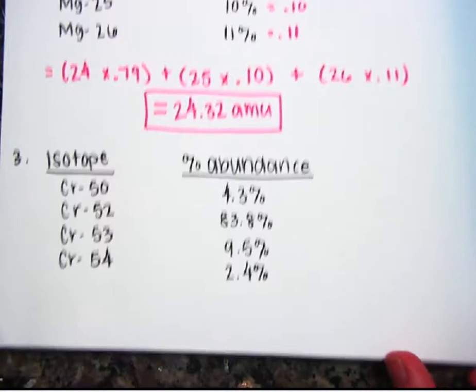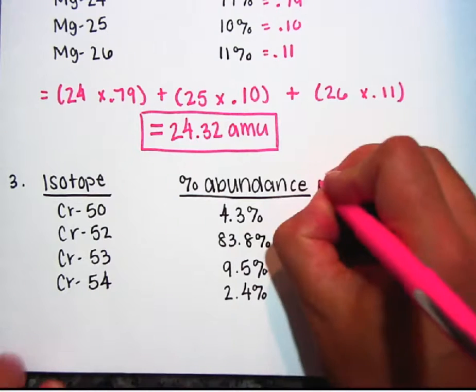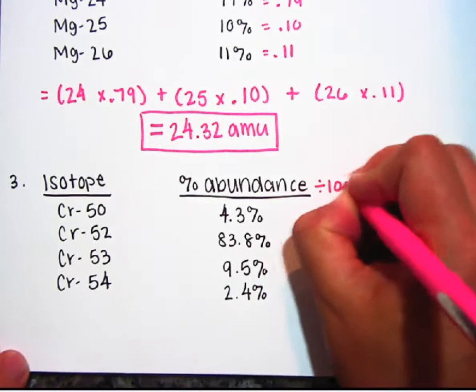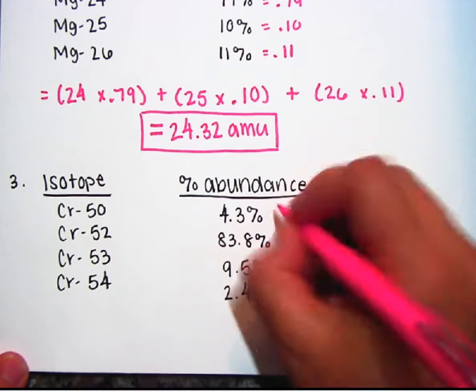All right, last one. So be careful when you are converting your percents to decimal form. Make sure you divide by 100. That means you need to move the decimal 2 places.